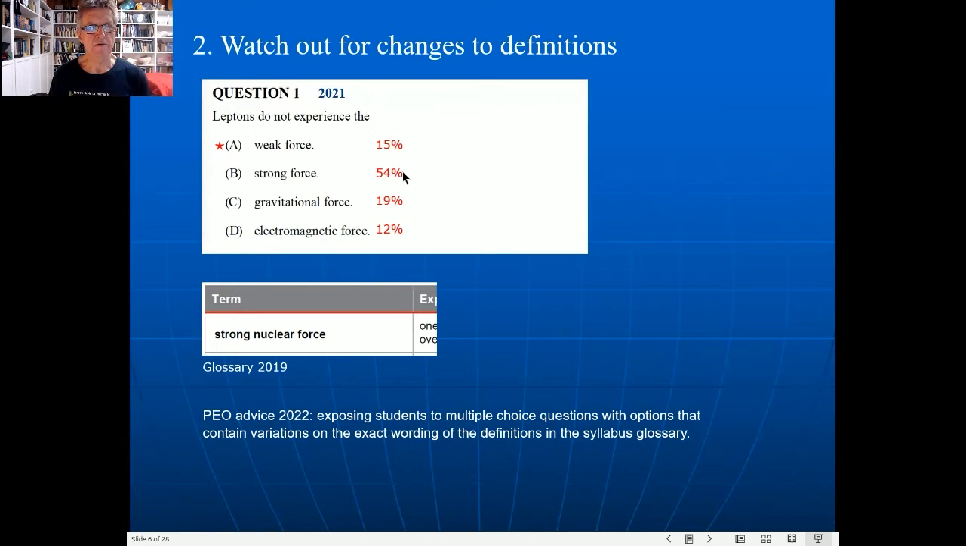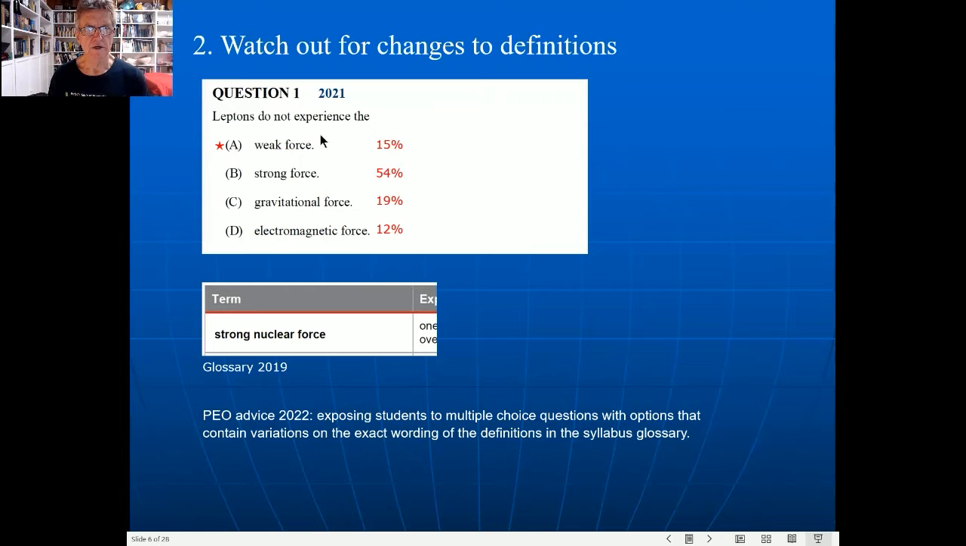But you think, well, that's a pretty straightforward definition, but where they've trapped a few students is by using this word strong force. Now the syllabus glossary or the syllabus itself calls it the strong nuclear force. And that's what I did in the Oxford textbook. I followed the syllabus and called it the strong nuclear force. Some people abbreviate it to the strong force, and in this question they've abbreviated it to strong force, but probably trapped a few students who thought it was possibly other forces.